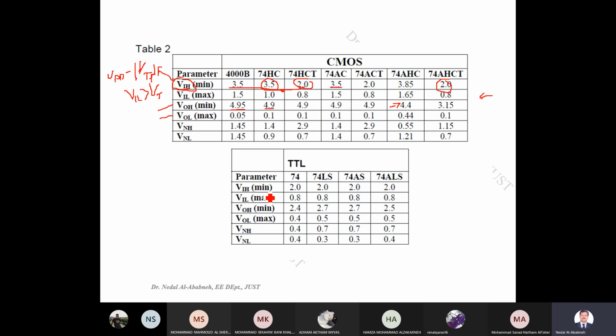For TTL, V input high is 2 volts for all the different subfamilies. V input high is the input voltage that makes the output transistor saturate. V input low for TTL is around 0.8. This is the value after which the transistors could start to turn on. Before it, apart from the first transistor, which will be in saturation, the other transistors that we called Q2, Q3 and so on are off. After it, they start to conduct. So we limit the input low to 0.8.